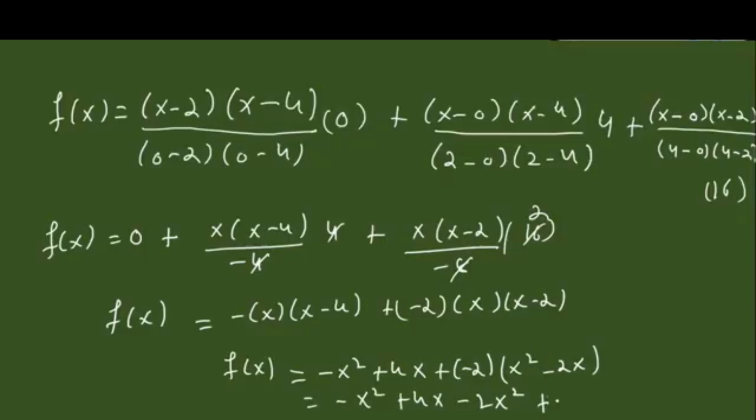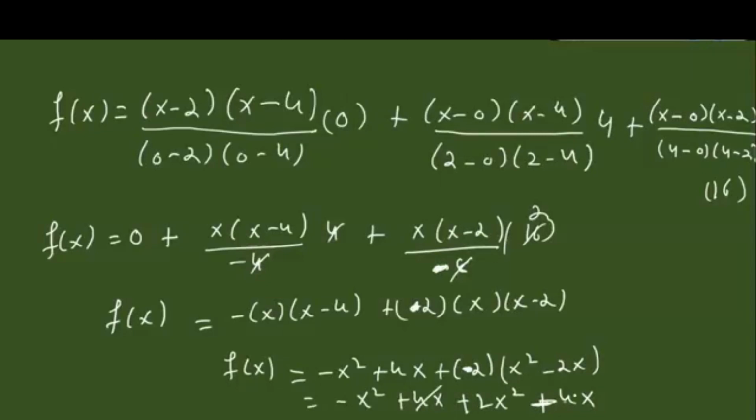I think I'm making a mistake again. This should be 8. 4 minus 2 is 8. Why is it minus 8? There should be no negative sign. Okay, so there will be no negative sign. I don't know why I'm making so many mistakes today. 2 times x square, this is plus, and this is 4x. Okay, so oh sorry, minus 4x. 2 into minus 2, minus 4x.